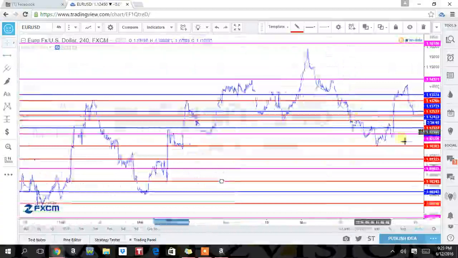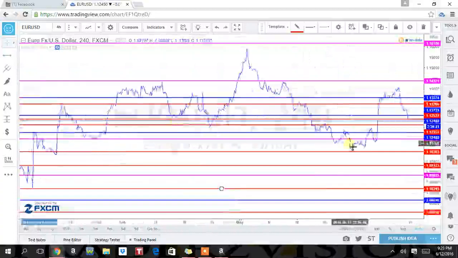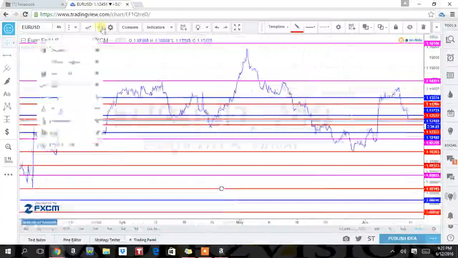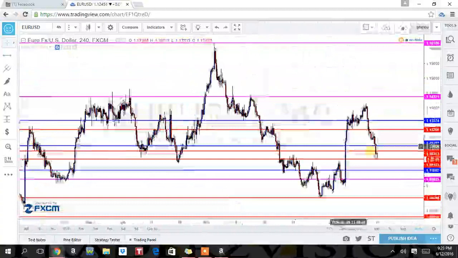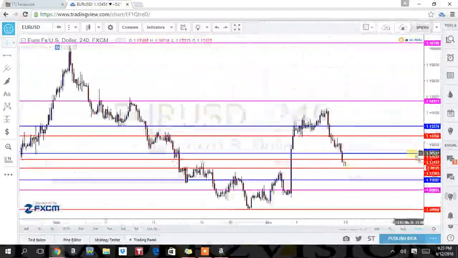I think that's all those zones I'm gonna mark up for now. Everything seems to be in place. So now I would just go back to a candlestick chart. Now you can see what's going on with the euro. You can see it broke through the daily, broke through the 4 hour.